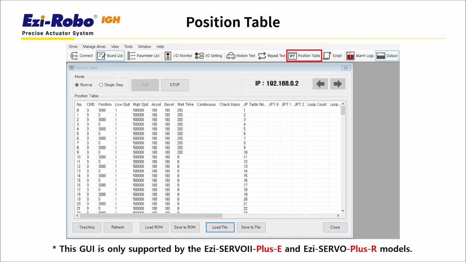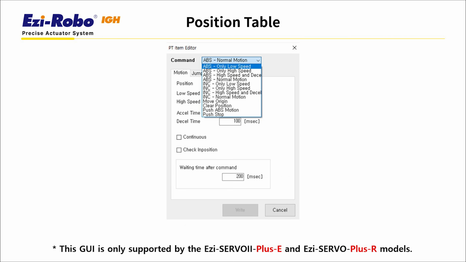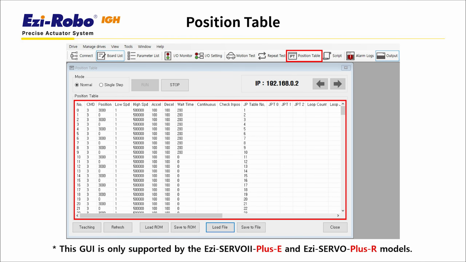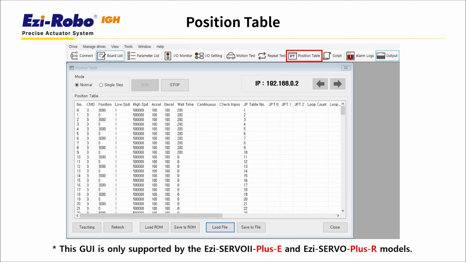Next is the position table function. The position table allows users to pre-configure motion profiles and store them under designated numbers. The desired motion can be selected via network communication or I/O signals, and the stored profile can be executed accordingly. The position table supports various motion types, including absolute positioning, incremental positioning, and push motion commands. It also offers a sequence execution function that enables the commands to run in order. The Ezi-SERVO Plus E drive can store up to 256 motion commands. We will now show you a video demonstrating the demo using the motion test and position table functions.